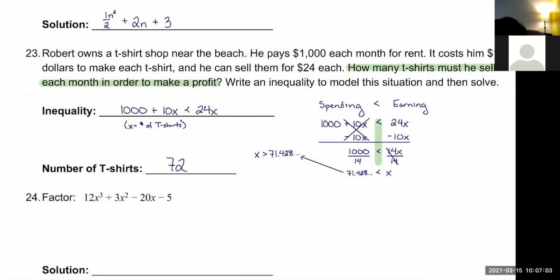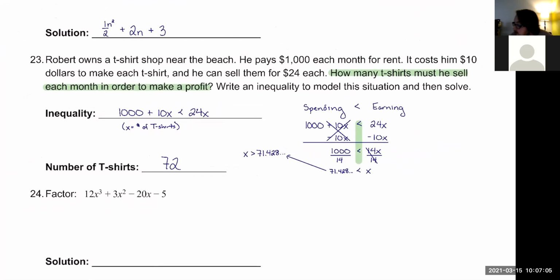So in order to make a profit, he would have to sell at least 72 shirts. Now, if he sold exactly 72 shirts, did he make that much of a profit? No. But at least he made something. He at least made his money back to try again next month.